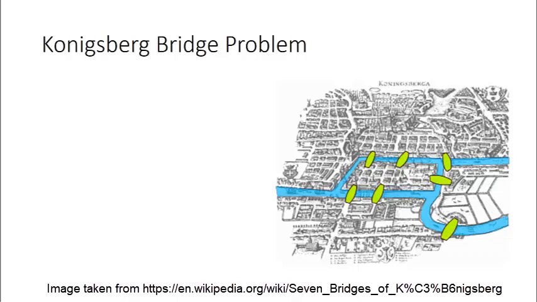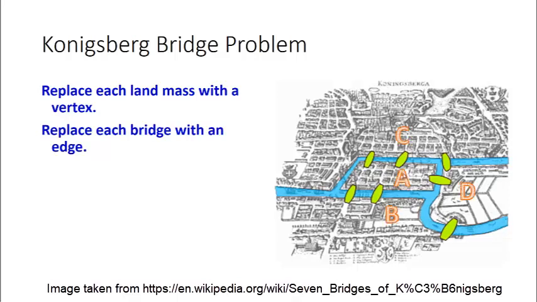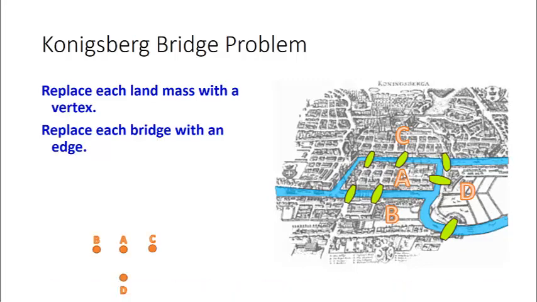And what he decided to do was to replace each land mass with a vertex and to replace each bridge with an edge. So here are our land masses labeled A, B, C, and D. And we're going to let those represent the vertices of our graph. And then we're going to replace each bridge with an edge. So notice there is one bridge connecting the land masses A, B, and C to land mass D.